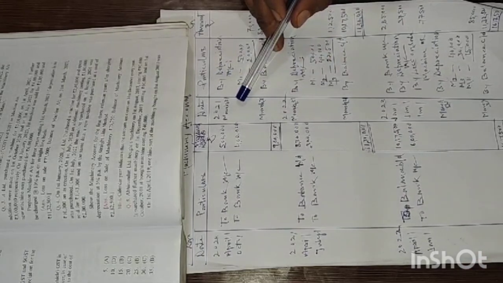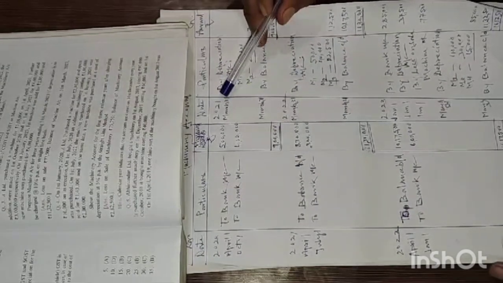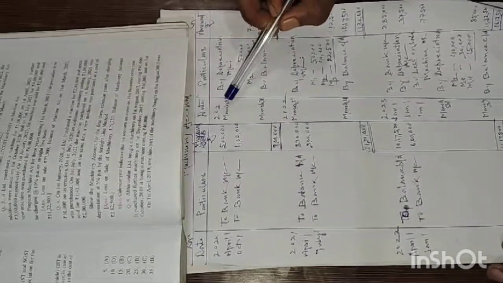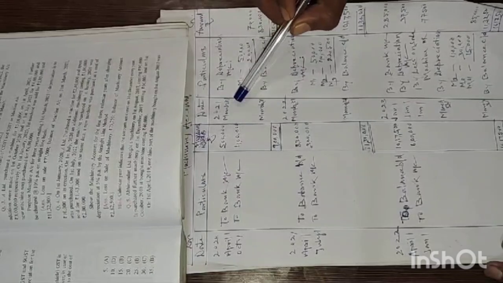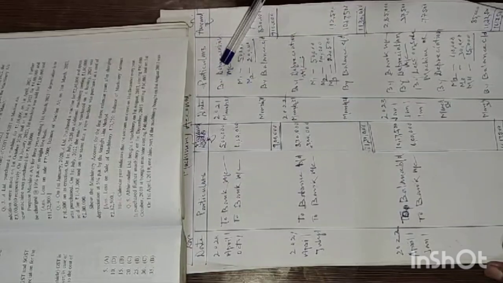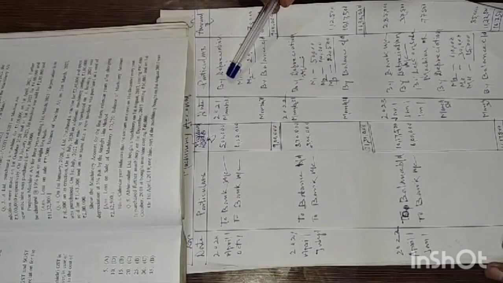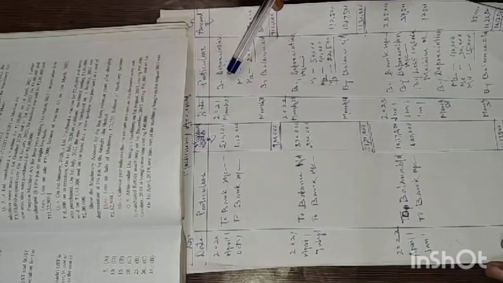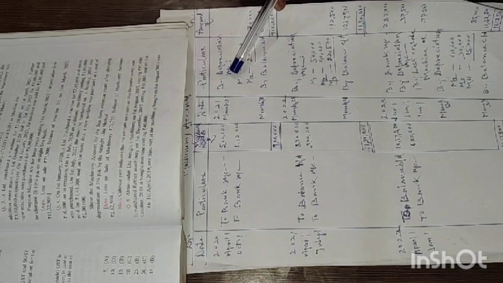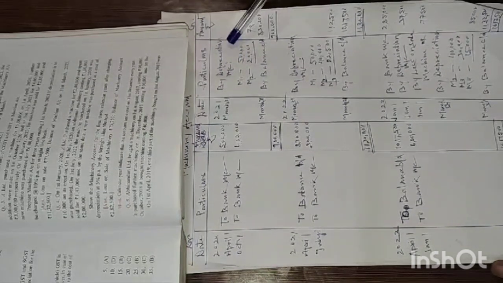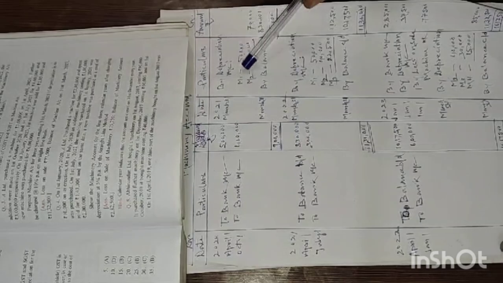Now charge the depreciation at the end of the year. The year starts on 1st April, so it will end on 31st March 2021. I have mentioned here 2021 March 31st. For depreciation, the entry will be depreciation account debit to machinery account. Machinery is credited, so in the credit side of machinery account we have mentioned here by depreciation account.